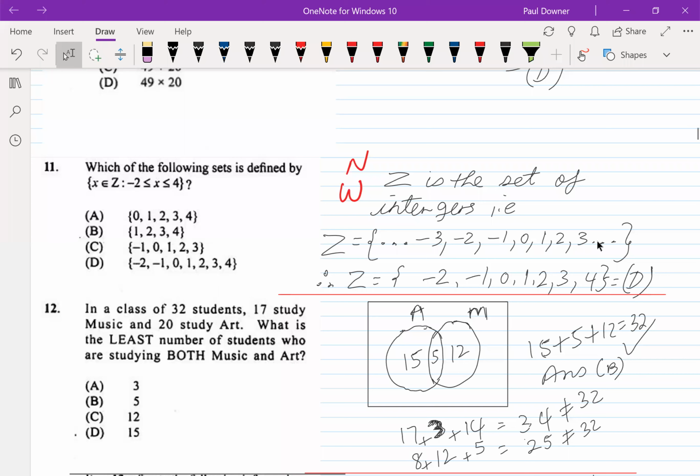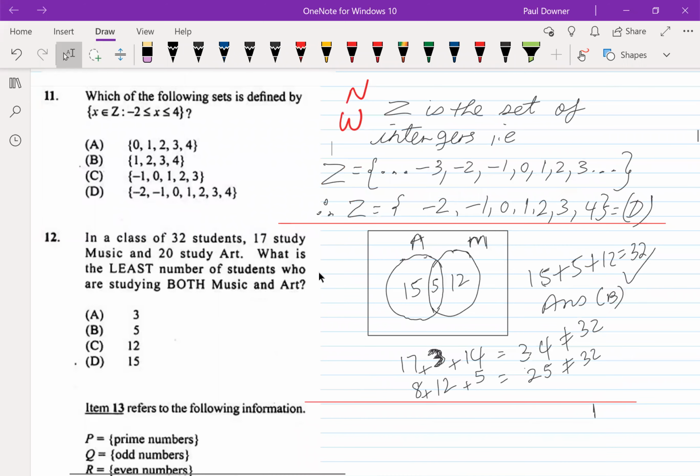So it'd be 1, 2, 3, 4 with this limit, right? And if it was whole numbers they were interested in, let's say W instead of Z, then the answer would have been 0, 1, 2, 3, 4, all right? So just be aware that those are possibilities as well. Let's go down to number 12.